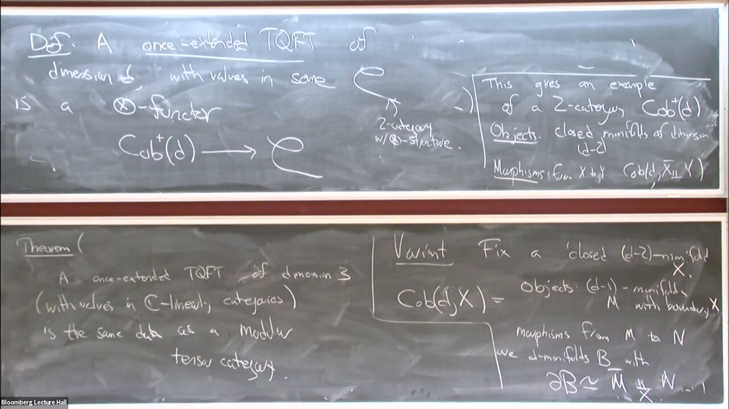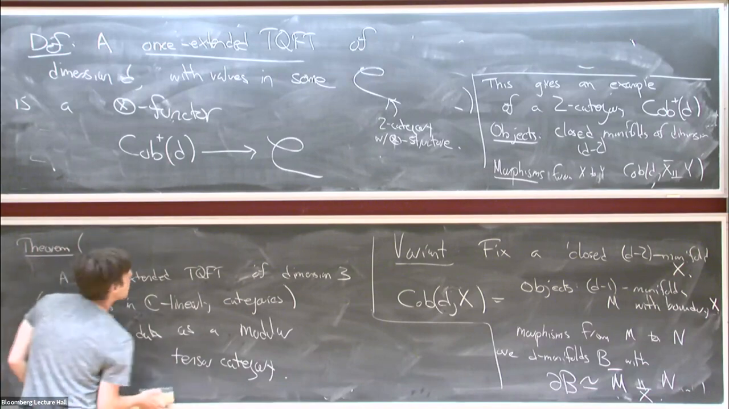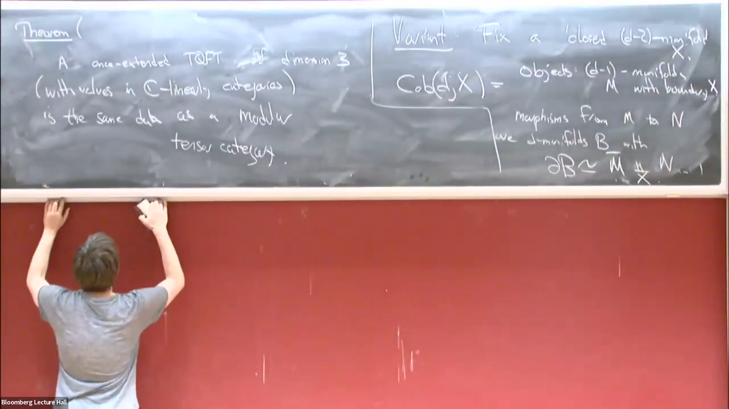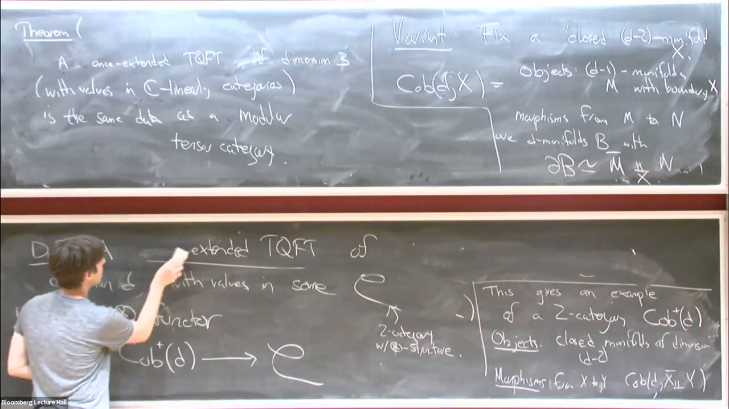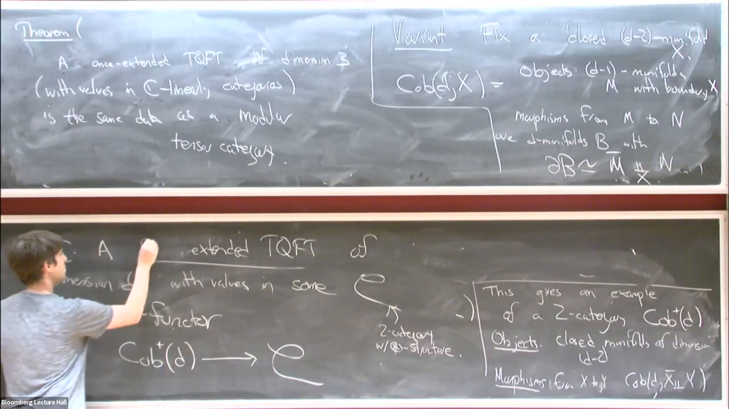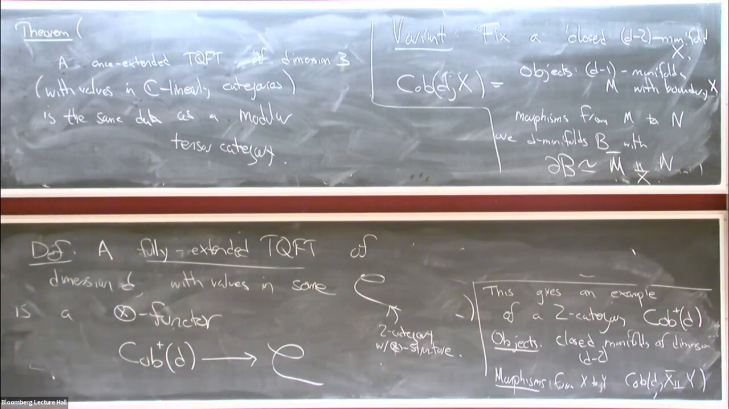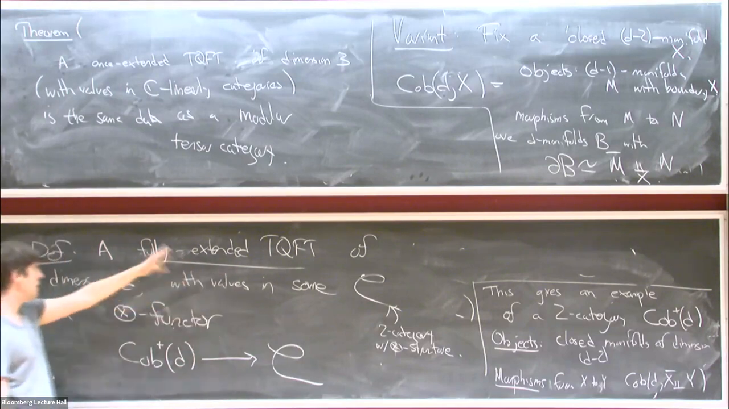So that is the sense in which thinking about these extended TQFTs is simpler than thinking about TQFTs in the sense of Atiyah, in that they're determined by maybe a smaller amount of data. The terminology suggests that something that is once extended can be further extended. I've already been somewhat vague about exactly what the definitions are, but let me continue in that vein.